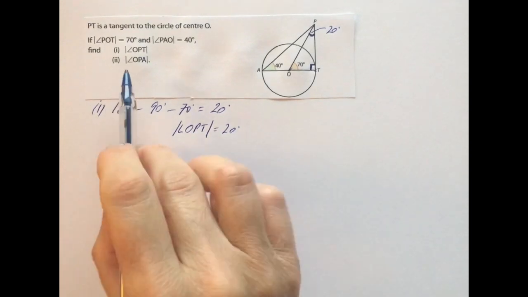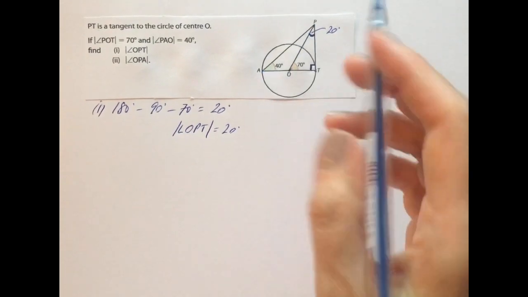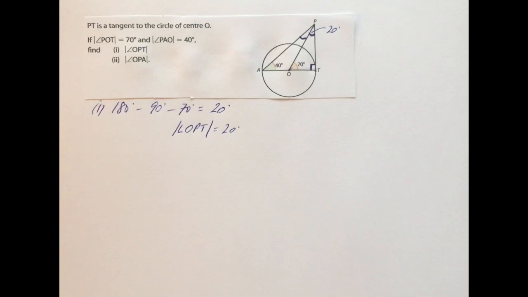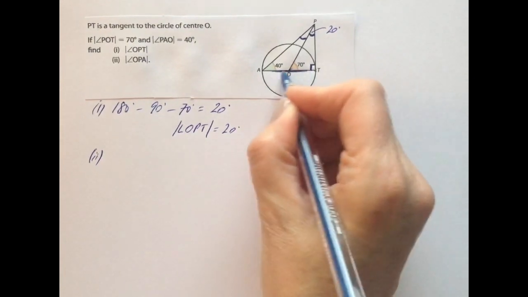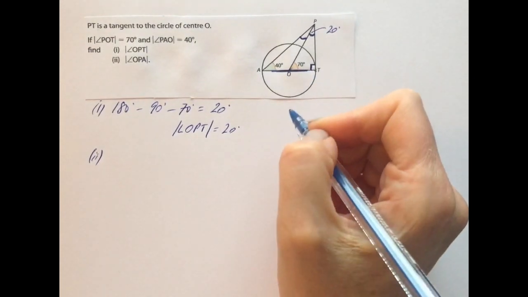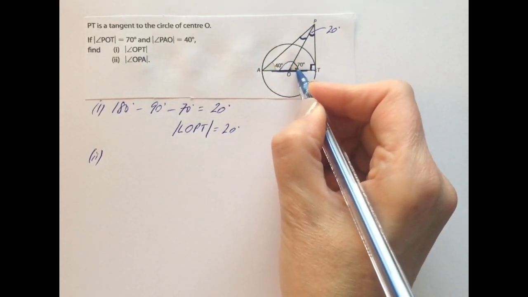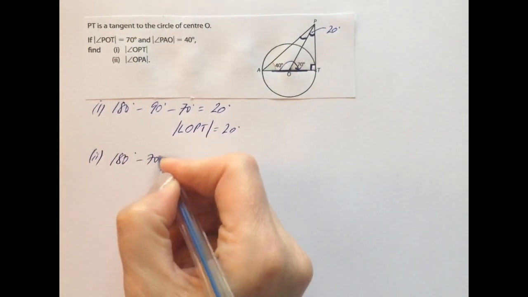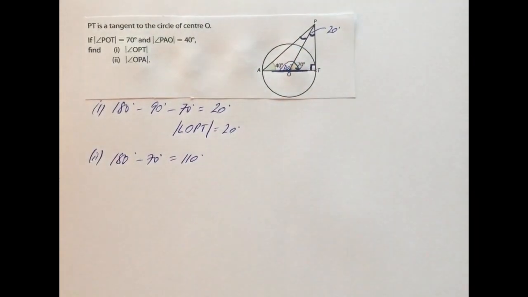Now we're looking for angle OPA. So let's see where that is. OPA is this angle here, up at the top. So what else do I know? Well, I've got a straight line here. Going back to basic geometry angle facts, angles along a straight line must always add up to 180. So 180 take away 70, which is 110, must be this angle here.